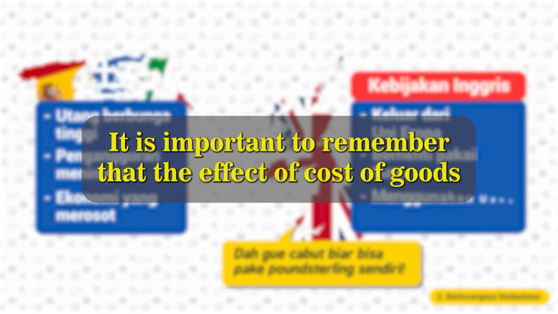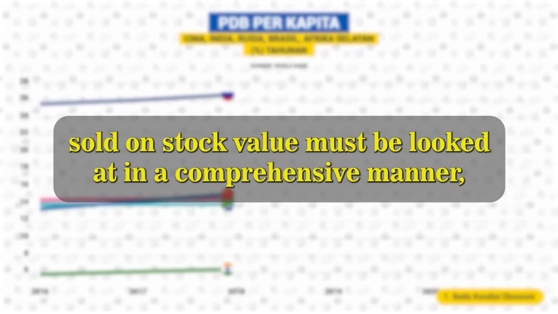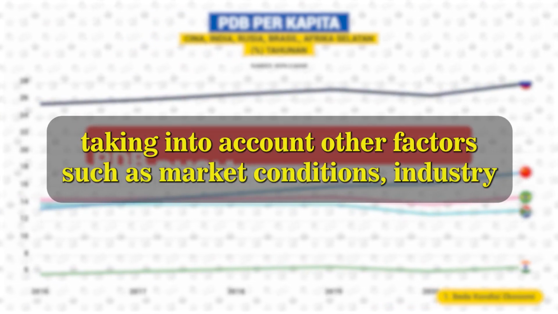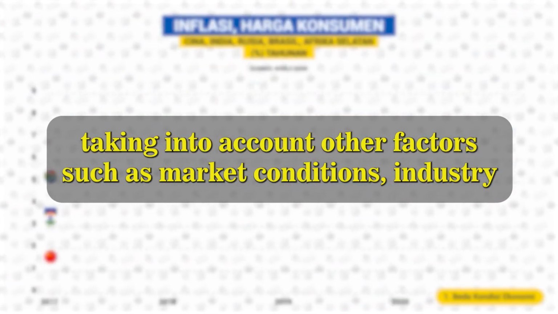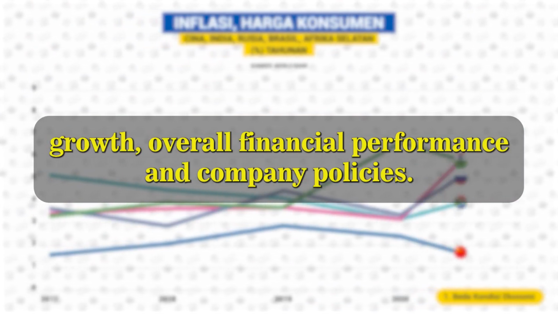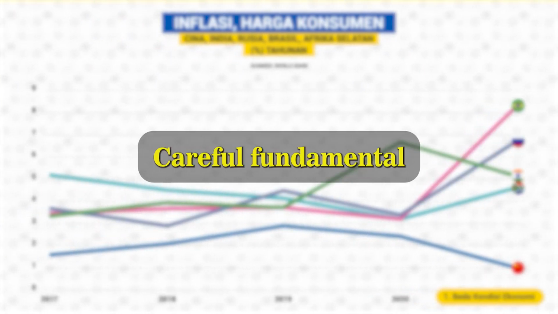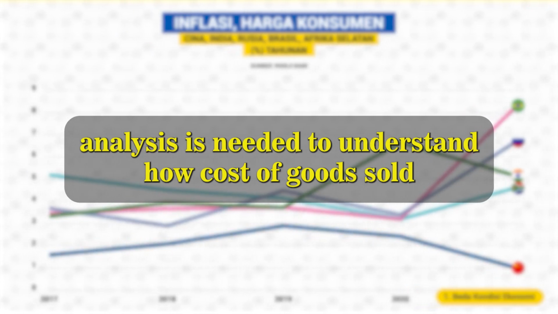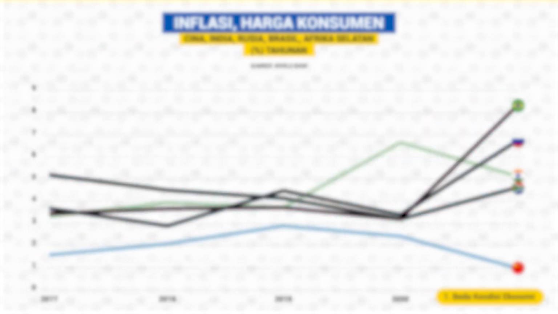It is important to remember that the effect of cost of goods sold on stock value must be looked at in a comprehensive manner, taking into account other factors such as market conditions, industry growth, overall financial performance, and company policies. Careful fundamental analysis is needed to understand how cost of goods sold can affect a company's specific share value.